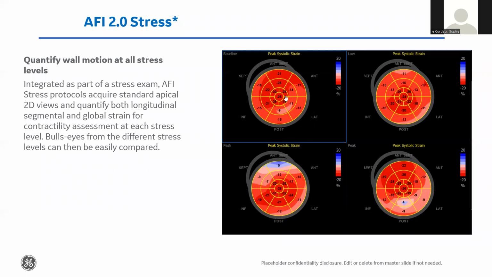You can get a different bullseye for each stage, so you can compare the baseline bullseye with the low dose and the peak bullseye, whether you are assessing a viability study or actual stenosis or perfusion. Then you can compare between baseline and the peak systolic strain. Again, never having to do wall scoring really, because AFI will give you similar information, because it gives you the longitudinal strain for each segment in baseline, low dose, peak, and recovery.